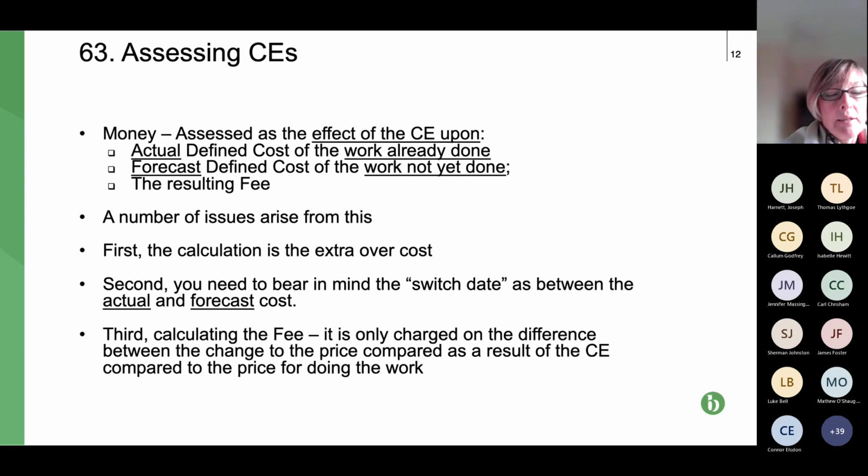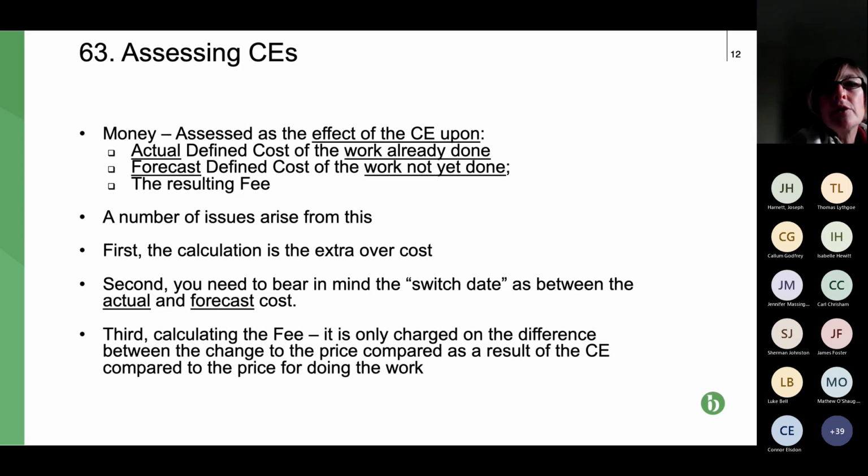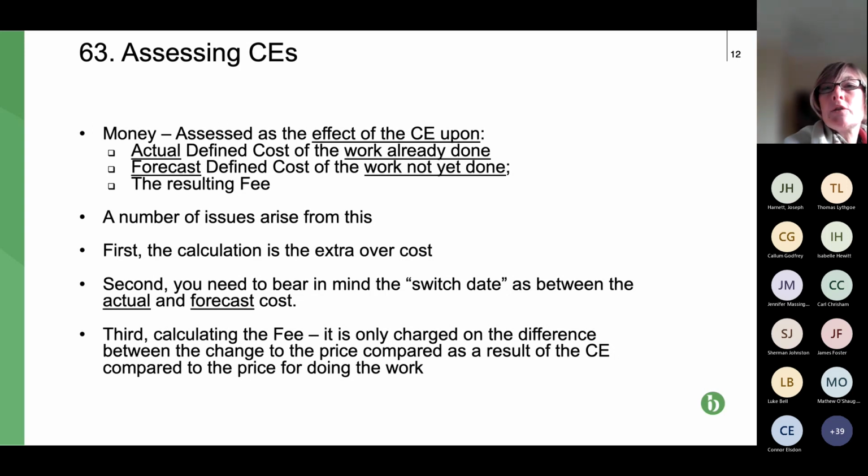If, on the other hand, the quote concerns a CE that is notified under the contract by the PM or the supervisor, then the date that you switch over is the date when the PM or supervisor issues the instruction or the certificate or whatever it is that leads to the CE. So that will be a much earlier date. Up until they issue that, it's actual costs.